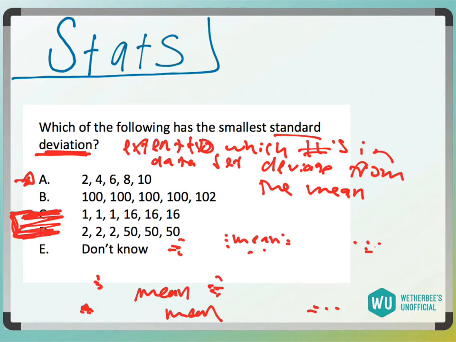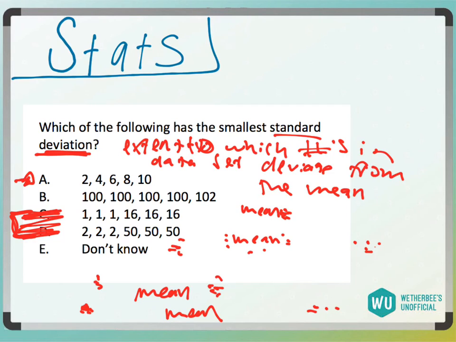But look what is going to happen with answer choice B. It doesn't matter that, magnitude-wise, these numbers are really high. The mean of this data set, right? The mean of answer choice B is going to be 100 point something, so you're going to have a mean which almost all the numbers are clustered right around, right?